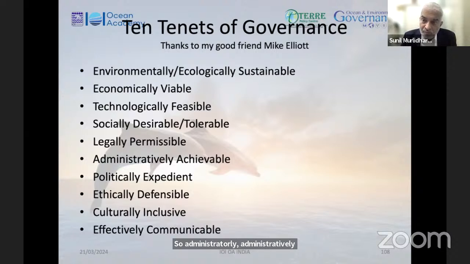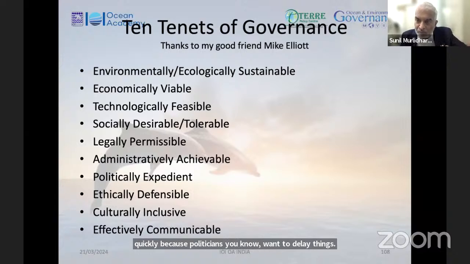Politically expedient. A famous political philosopher used to say politics is like a leviathan. It's a huge animal. So you tickle it in its front end, and the rear end takes a long time to register it. So that is what the problem is. So politics is very slow. So politically expedient, it has to happen quickly because politicians want to delay things, what they call the ABCD of politics: avoid, bypass, confuse, divert. So that happens all the time in politics, which you have to avoid.